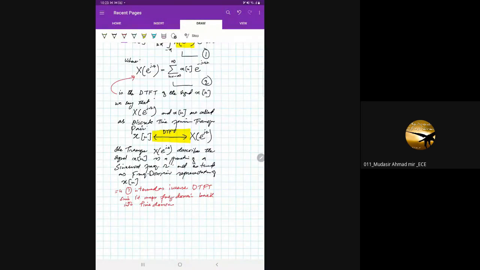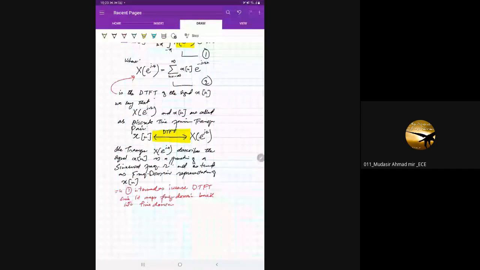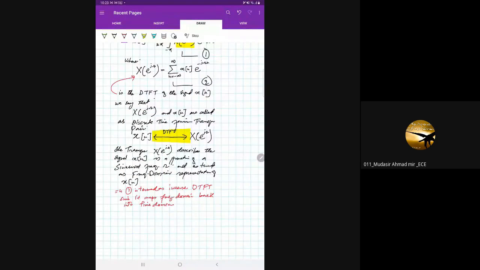Okay. So this discrete time Fourier transform is used primarily to analyze the action of discrete time systems on discrete time signals. What is the action of a discrete time system on a discrete time signal? When you apply a discrete time signal to a discrete time system, what is the action that is performed by the system on this signal? If you want to analyze that, DTFT is the tool that will tell you what is the action of the system on this signal.